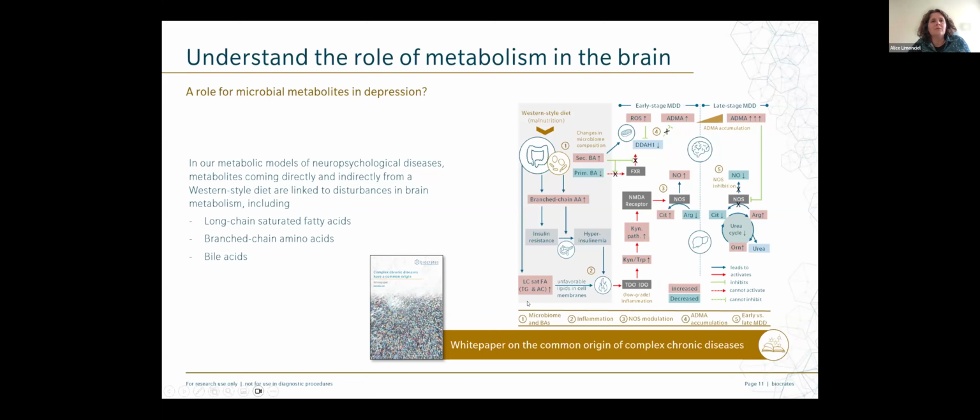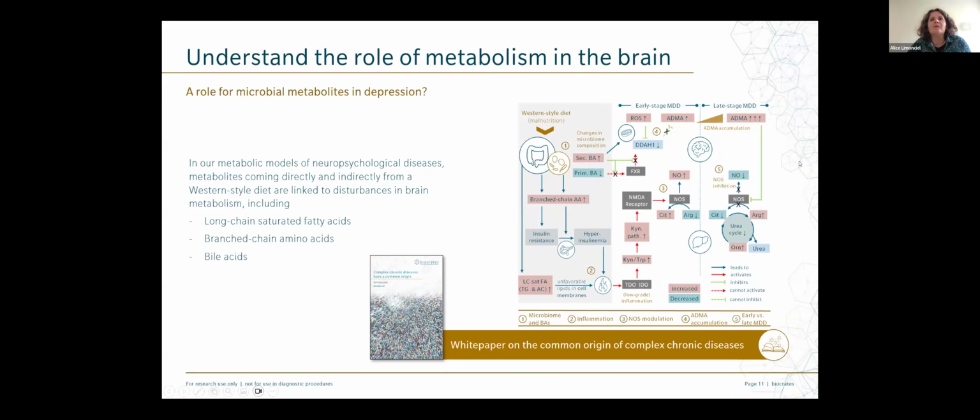So you see that for this model on depression, for example, we looked into long-chain saturated fatty acids that you see in red on the bottom right. These get incorporated into triglycerides and acylcarnitines and all sorts of lipids that are going to increase inflammation. And we also looked into the effects of branched-chain amino acids like leucine or valine that are known to favor insulin resistance, and at bile acids, and especially the ratio of secondary to primary bile acids that is, of course, heavily influenced by the gut microbiome and which populations we have in there.